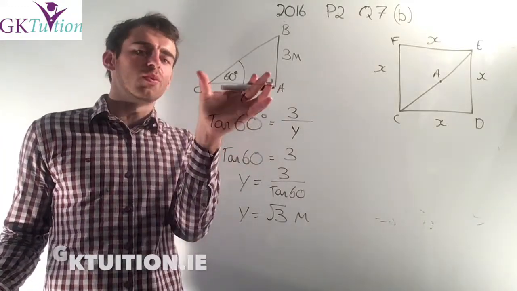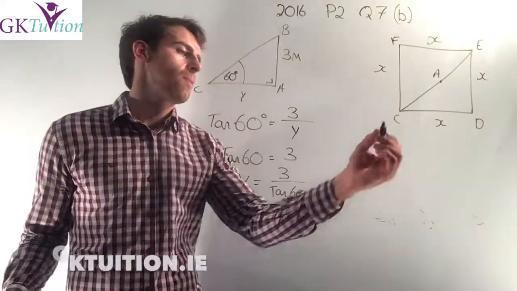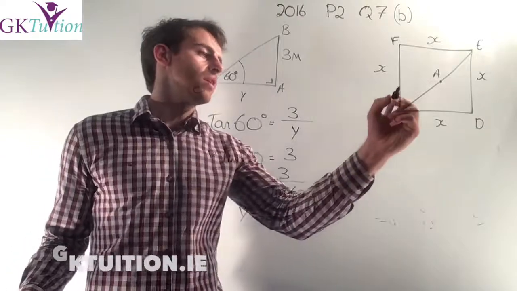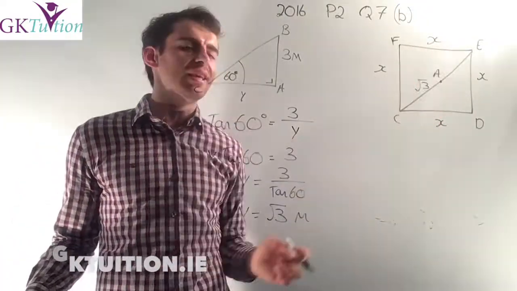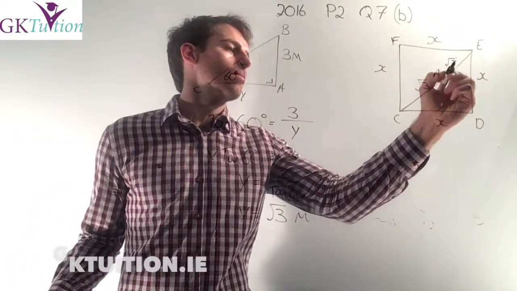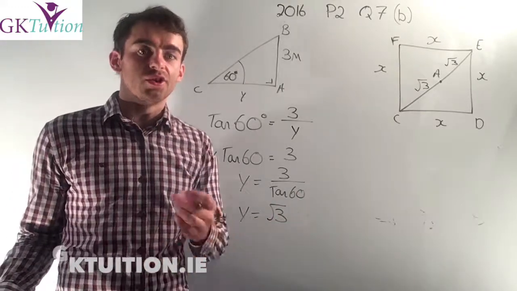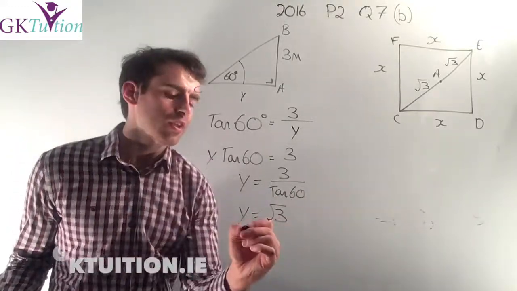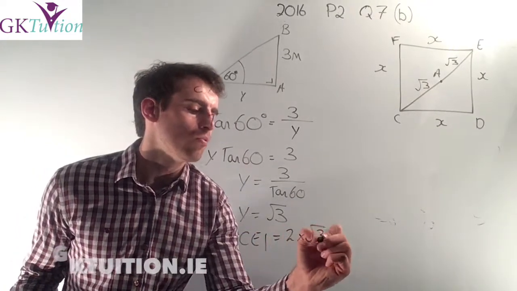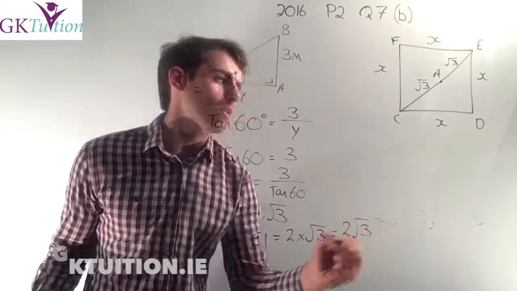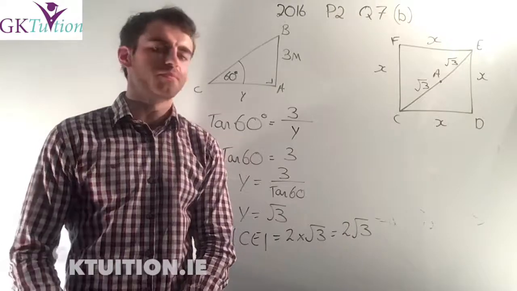So now we need to think about what this triangle represents in the context of the base of our lantern. The distance from A to C is the square root of 3, which clearly means the distance from A to E is also the square root of 3. So the square root of 3 plus the square root of 3 is just 2 root 3. So I've actually worked out that my distance CE is 2 multiplied by root 3, which is 2 root 3. So the entire distance from C to E is 2 root 3 meters.